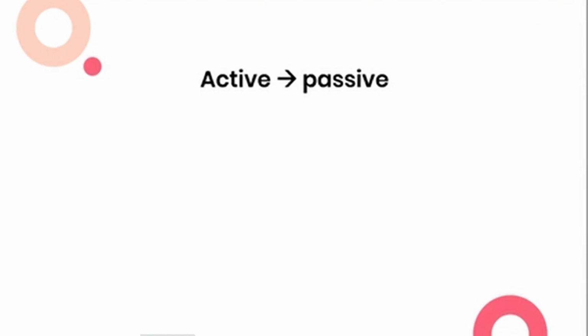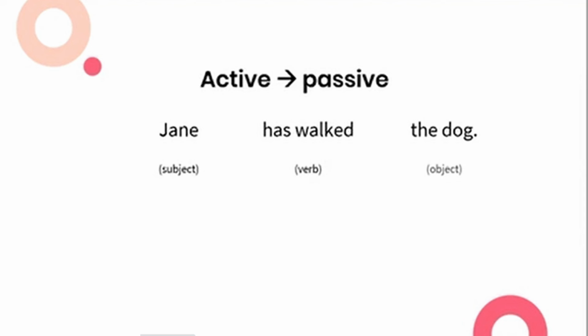In the active form, we've got our subject Jane, our verb in present perfect tense has walked, and our object, the dog. Okay, so let's have a look at how the present perfect tense verb changes in passive form.